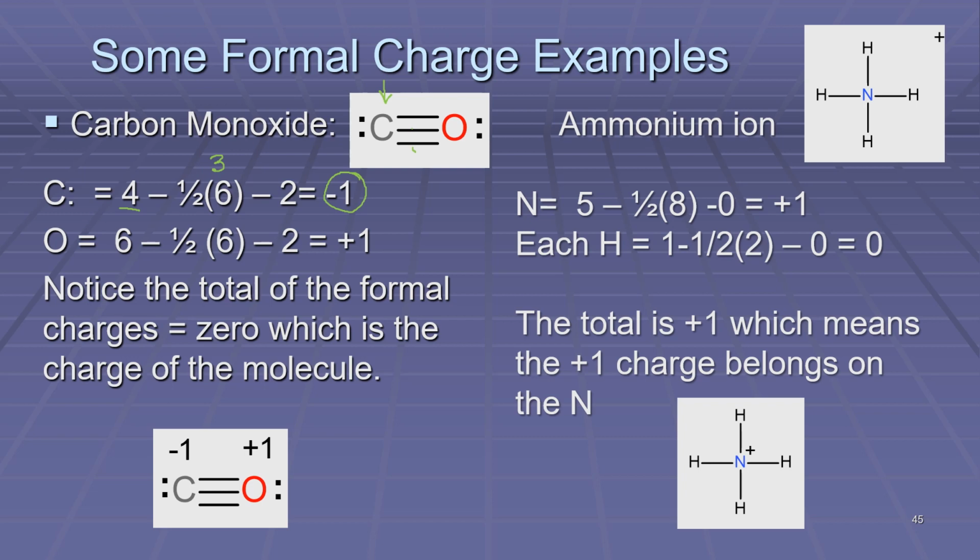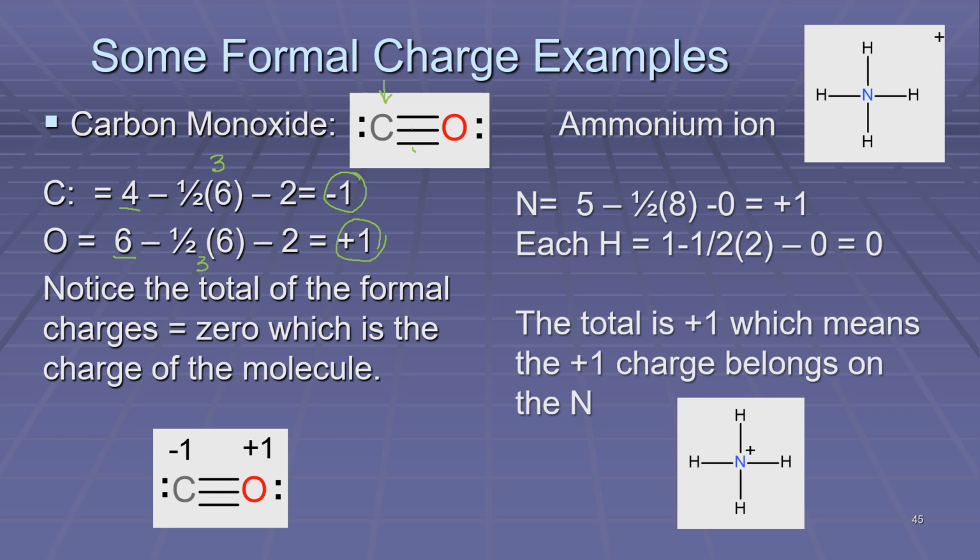Oxygen, we do the same thing. Now oxygen is in the 6th column, so it has a valence of 6, minus 3 bonds, minus 2 unshared electrons gives me a +1.